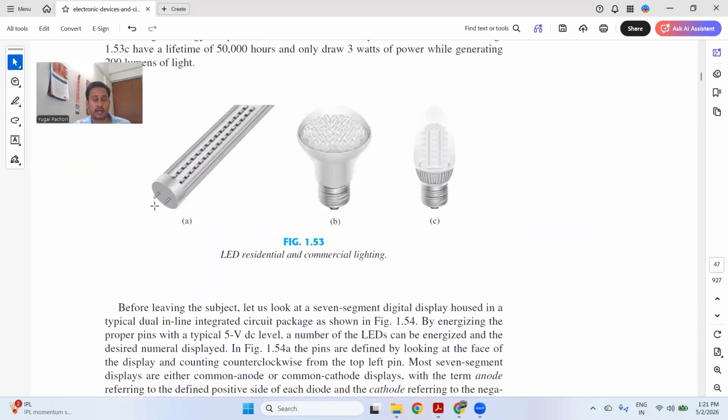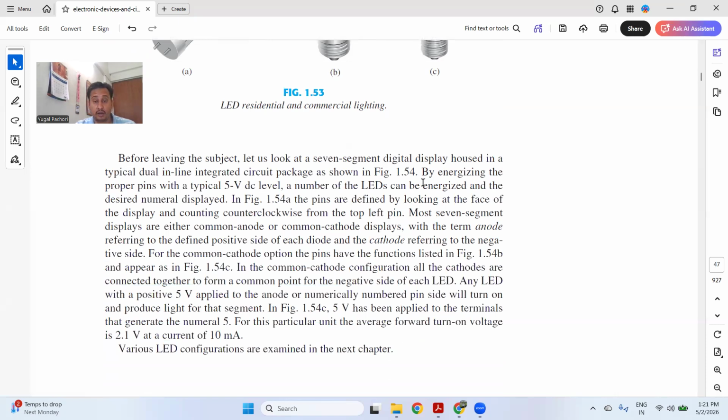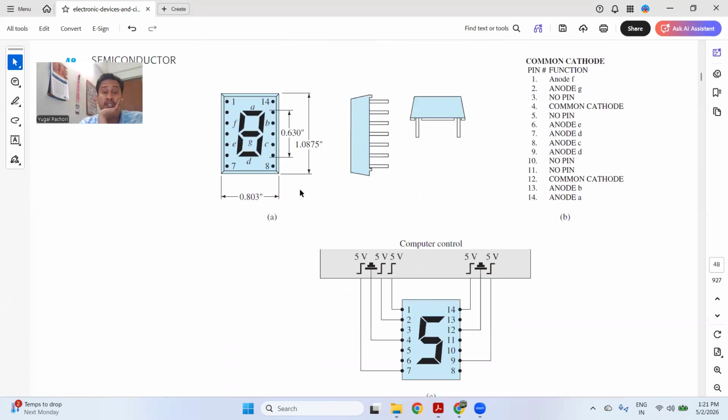Before ending the video, see, this is a kind of LED. This is also another kind of LED, A, B, and C. This is the first kind, this is the second kind, this is a kind of bulb, this is a kind of rod, and C is also a kind of bulb. Now you can see what this is. This is a 7-segment LED display. LCD is a liquid crystal display, whereas this 7-segment display is manufactured with the help of LEDs.